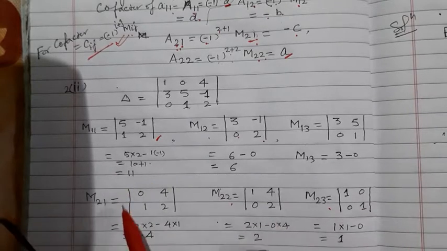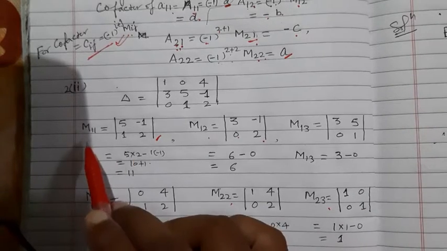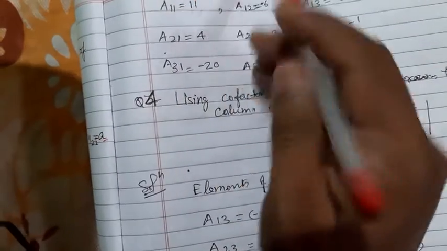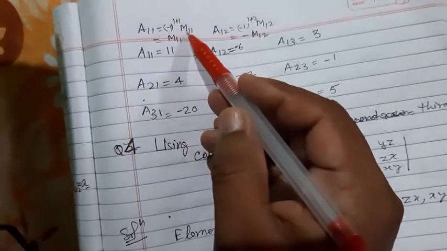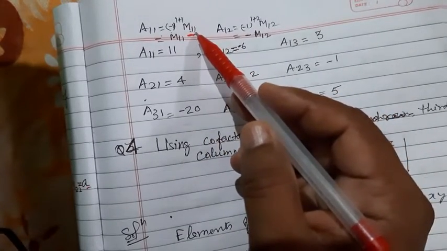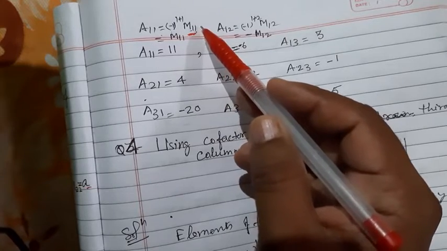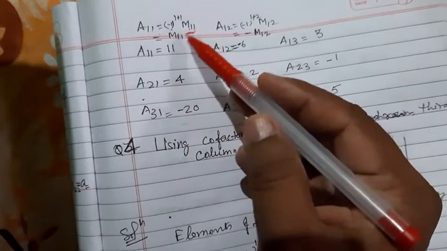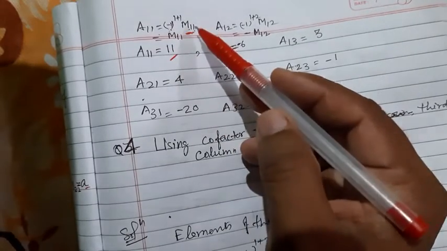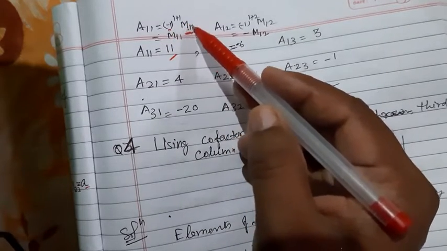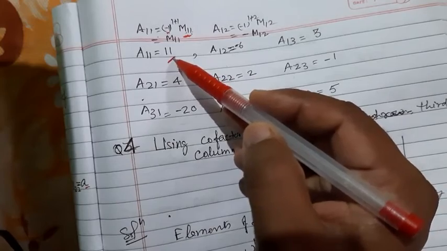So in this way you have to find the cofactor of M11. The cofactor of M11 means you have to write (-1)^(1+1) M11 and put the value of M11. So M11 is given 11 and this sign is positive, and if you multiply the 11 with positive sign then you get the 11.